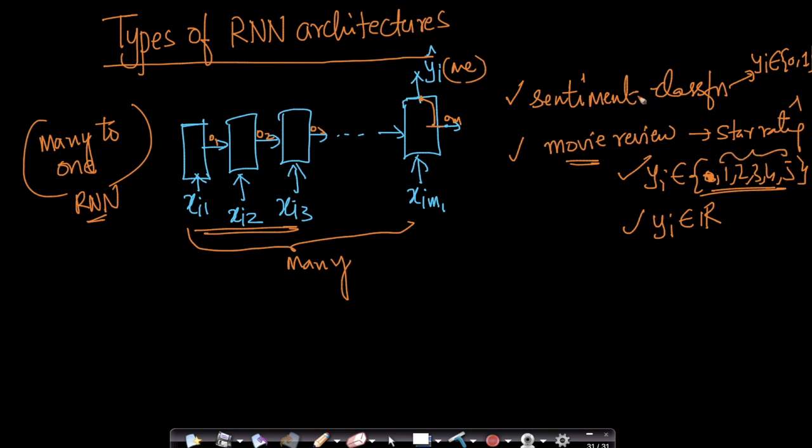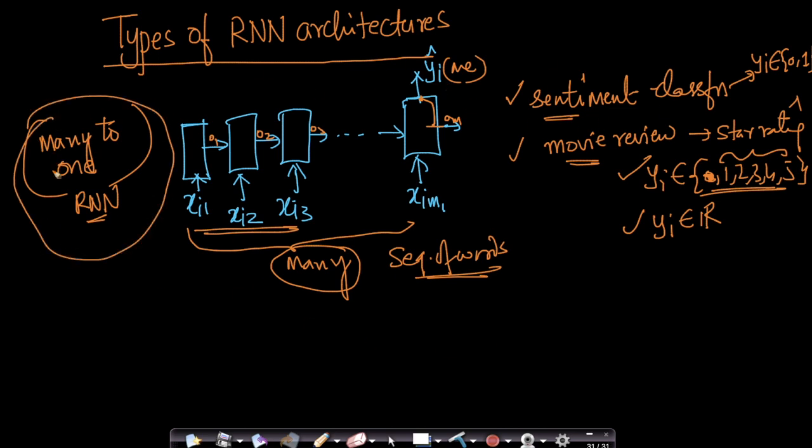So these are a couple of examples, like predicting the star rating of a movie review or predicting the sentiment of a review. These are problems where you have multiple inputs because you have a sequence of words. That's why it's called many, because you have inputs one word after the other, but your output is only one. This is called a many to one RNN. We'll see other structures of RNNs. So this is many to one.